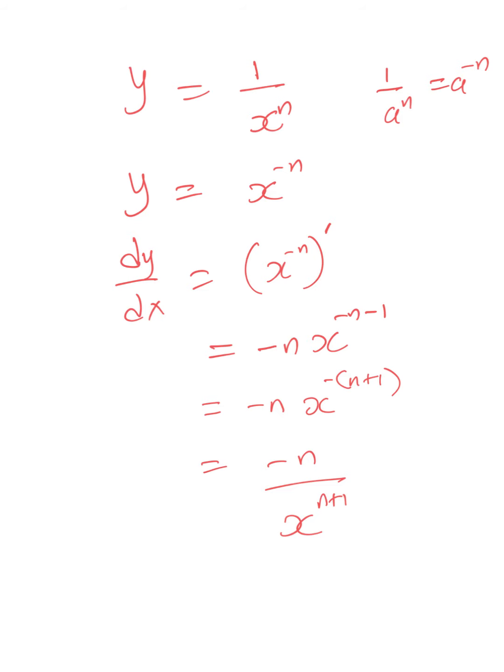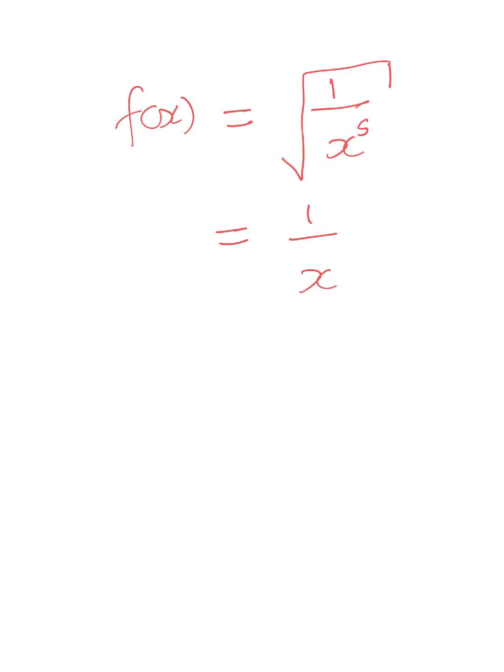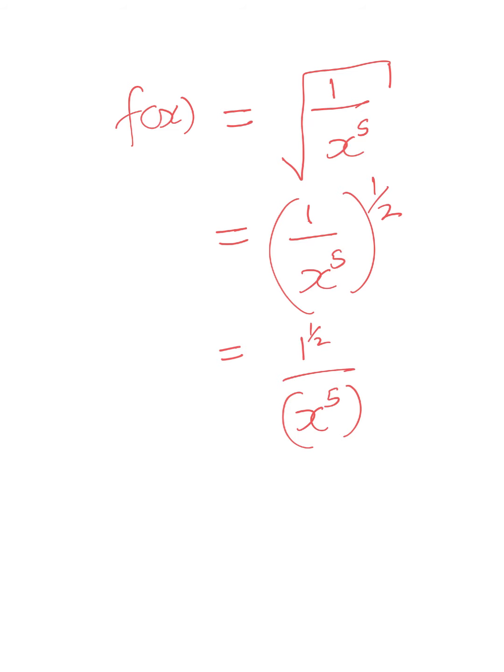If I have something like f of x, I keep alternating between y and f of x. f of x is 1 over x to the power 5. Then I want to find the derivative of the square root of 1 over x to the power 5. By the rule of indices, this is the same as 1 over x to the power 5, then to the power a half. And this is going to be 1 to the power half, then x to the power 5, then to the power a half.